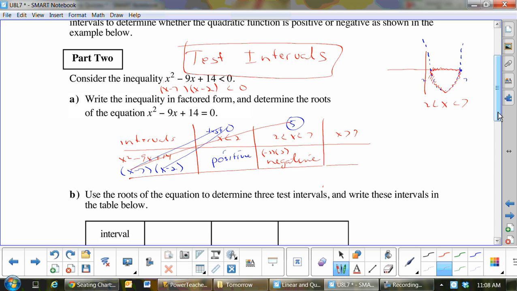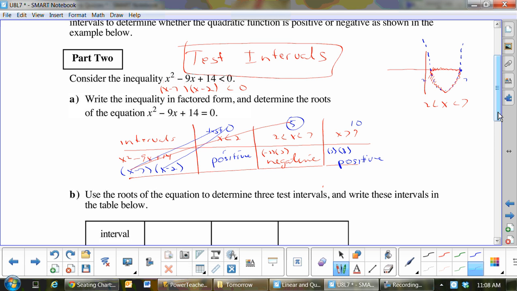So, now, let's do the third test interval. X is greater than 7. So we're going to use 10. 10 minus 7 is 3. And 10 minus 2 is 8. 3 times 8 is positive.